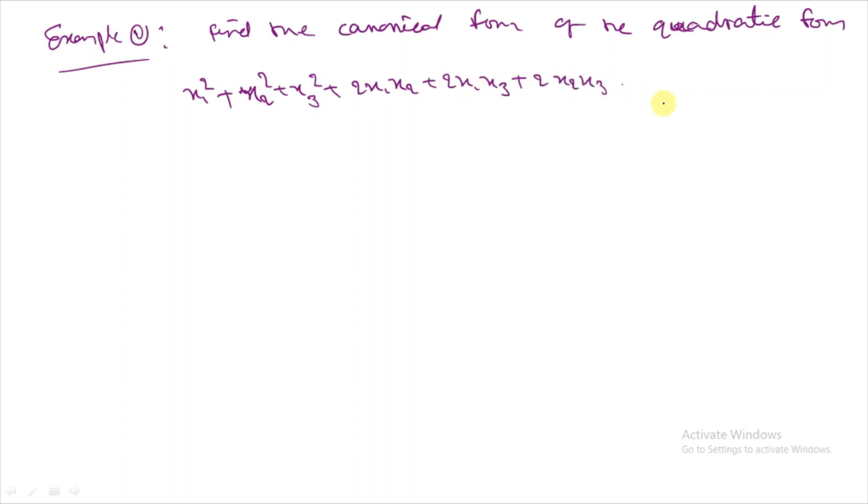Find the canonical form of the quadratic form by using, sometimes it's not mentioned, by using orthogonal transformation. If not mentioned, you have to use orthogonal transformation. In our course, we discuss only converting a quadratic form to canonical form by orthogonal transformation. You can go for another method also, but here we are discussing only one method, orthogonal transformation. Whether mentioned or not, you have to use this orthogonal transformation. Now the solution.